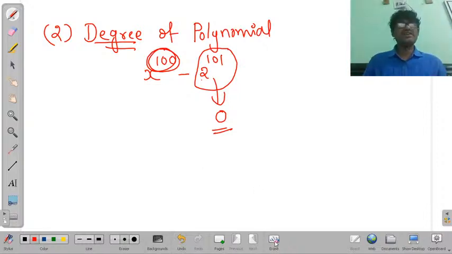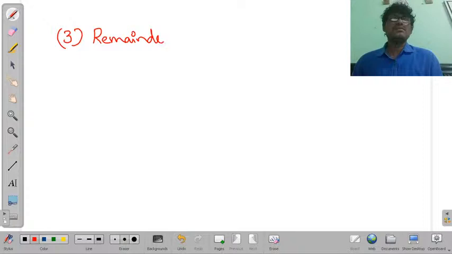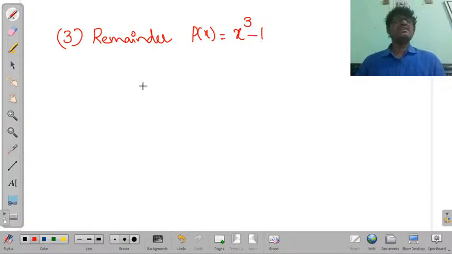Right. So third one. What is the remainder when p of x equal to x cube minus 1 is divided by x minus 1? What is the remainder if x cube minus 1 is divided by x minus 1? You say.